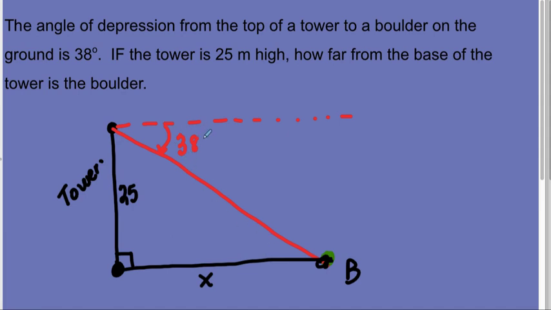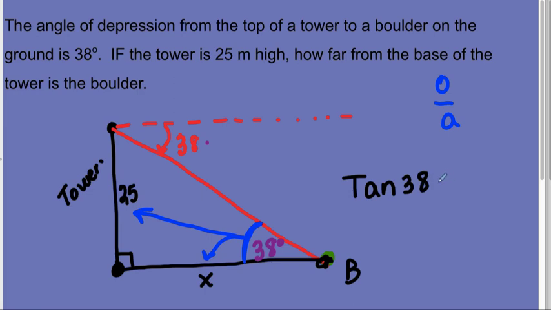And so remember, the angle of depression is equal to the angle of elevation right here because they're alternate interior angles. Once again, now I'm ready to solve for X. 38 is my reference angle. In reference to 38, I have the opposite. I want the adjacent. Opposite and adjacent is TOA, so tangent. So again, we write our equation. Tan of the angle, so of 38, equals 25 over X.